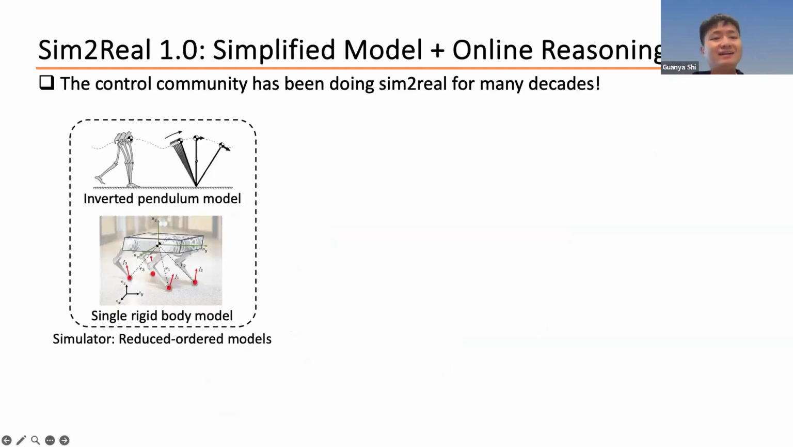Fortunately, in the control community, in the robotics community, people have been doing something called model-based control for many decades. If we think about this, model-based control is literally Sim2Real 1.0. What we do is a simplified model plus online reasoning. We start from something called a reduced order model, which means you simplify a very complex robotic system into some analytic equations. For example, for a humanoid, you can consider an inverted pendulum model. For a quadruped, you can consider a single rigid body model. They're basically simplified versions of a very high-dimensional dynamical system.